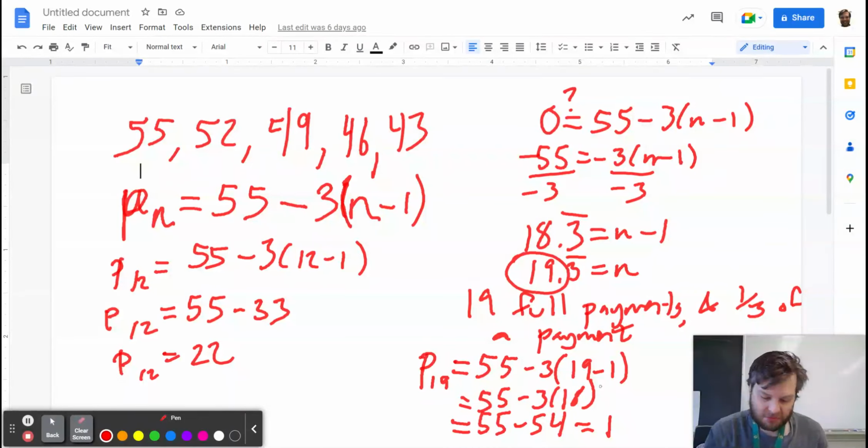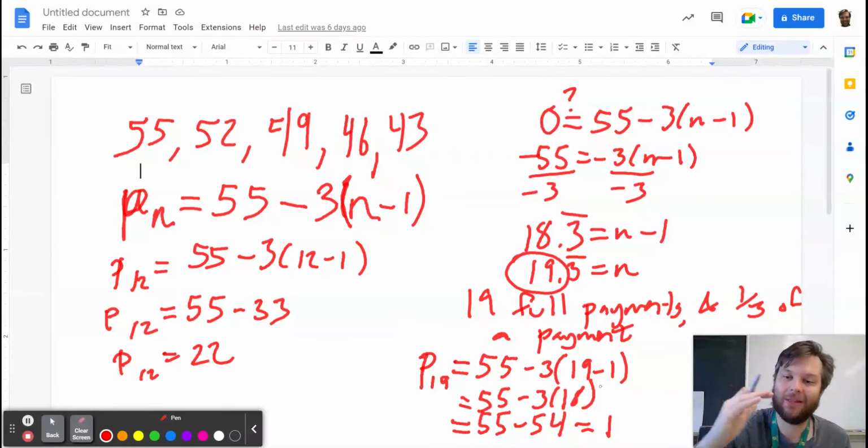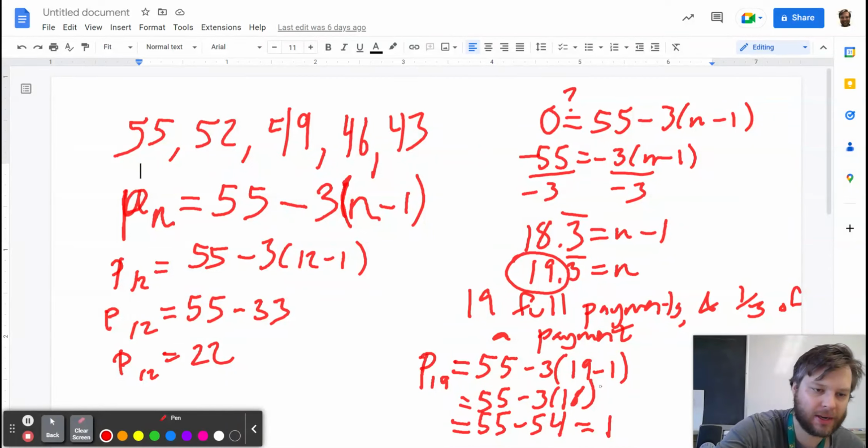So there's that. A little real world connection with making a payment schedule as things go down like that. And that's typically how payments work, although they usually are not arithmetic in their sequences. They're usually geometric in their sequences, but that's a little bit beyond the scope of this video.